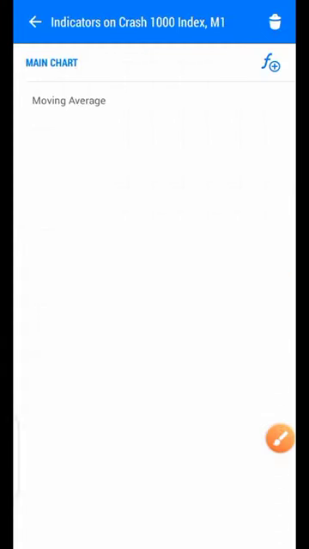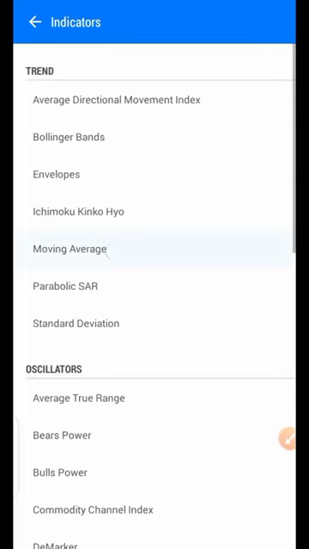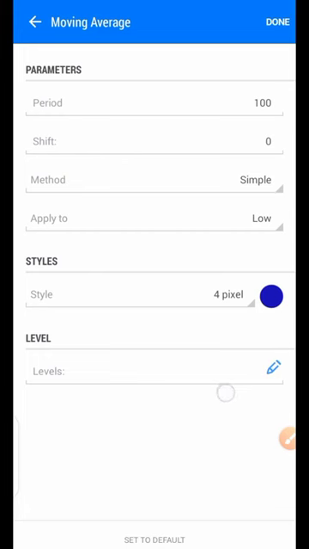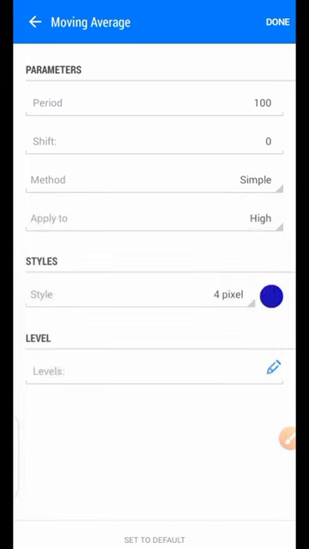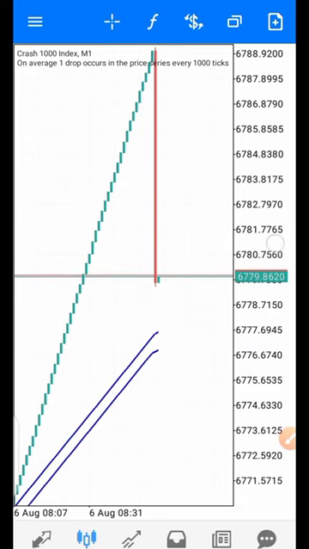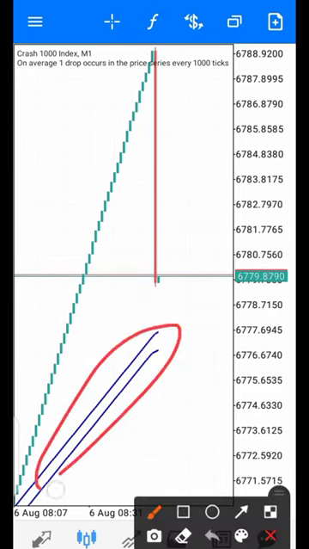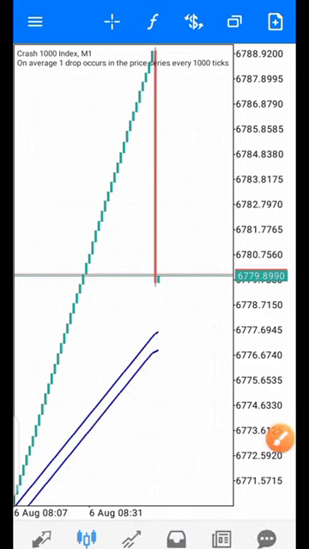Now let's go back. As usual, click on the main chart F plus, find the moving average again. Now we are only changing one thing here. This is apply to low, and you are changing it to apply to high. Then click on done. After you have done that, leave everything like this. You can decide to change the color, but it doesn't really matter. Just leave it like I've done mine. Then click on done. You can see that the two moving averages appear here, the high and the low moving averages. So what next?